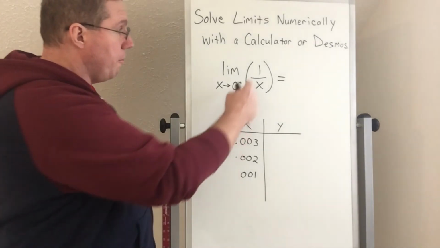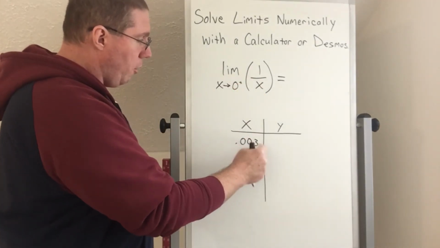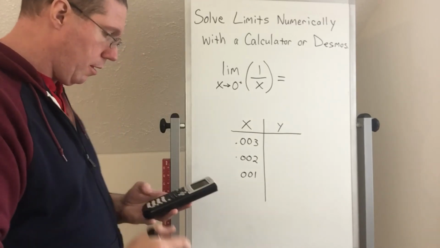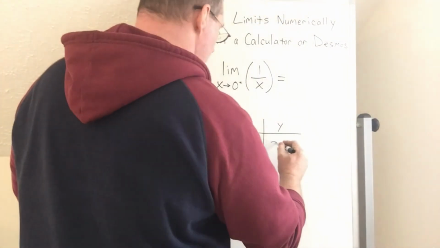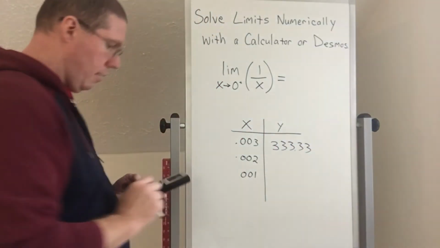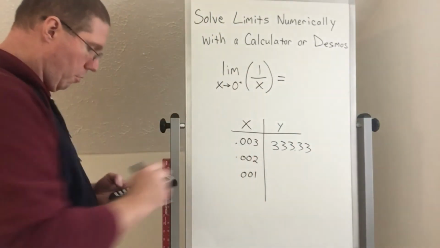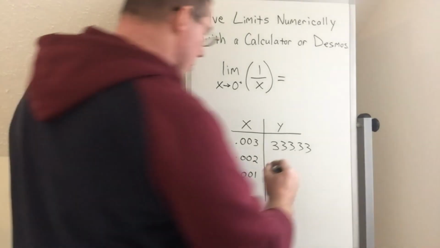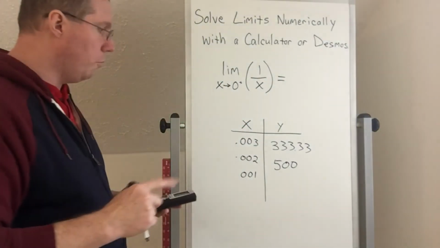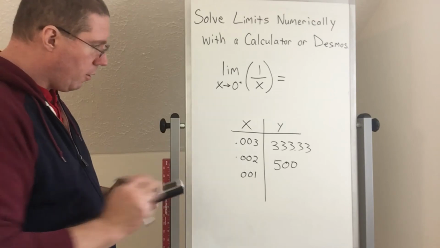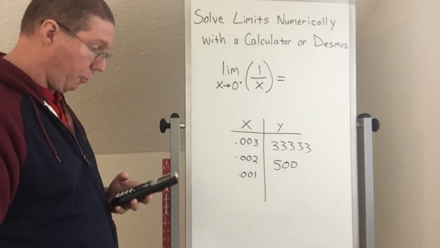All right, so the first one's going to be 1 divided by 0.003. So 1 divided by 0.003 is 333.33. Okay. Now we're going to do 1 divided by 0.002, and we get 500. Oh boy. That doesn't look helpful. Then we'll do 1 divided by 0.001. Oh, I didn't put a decimal there. Okay, and we get 1,000.